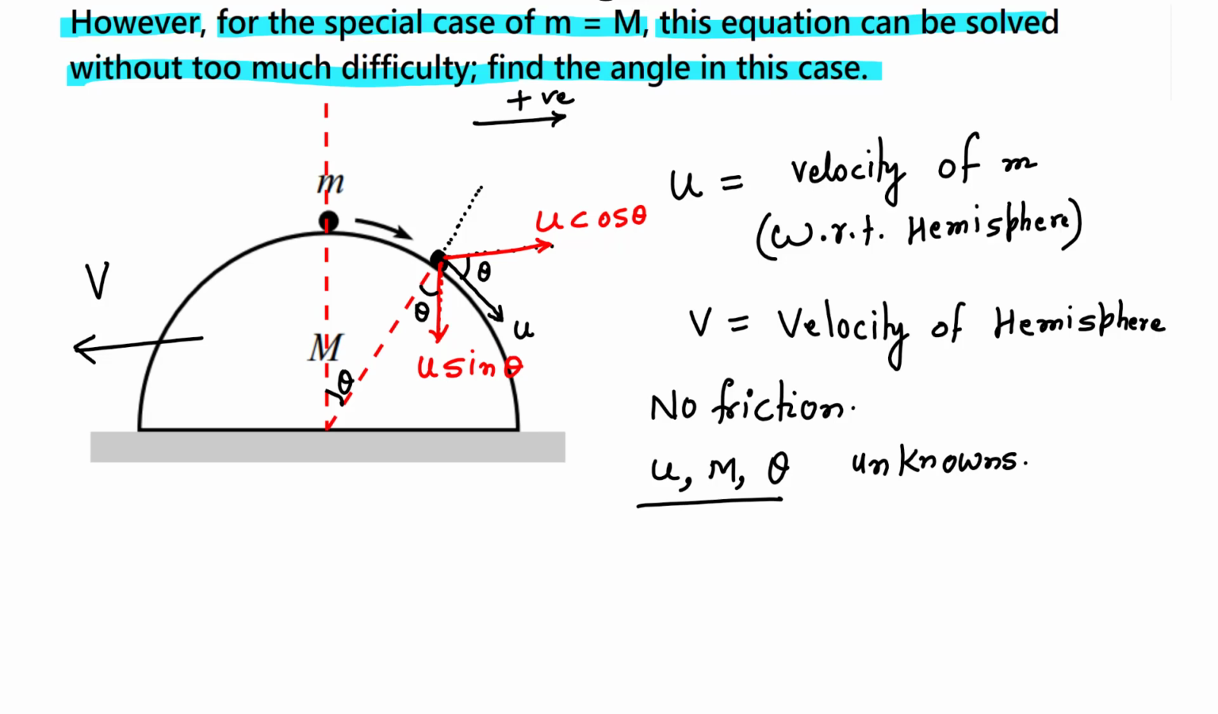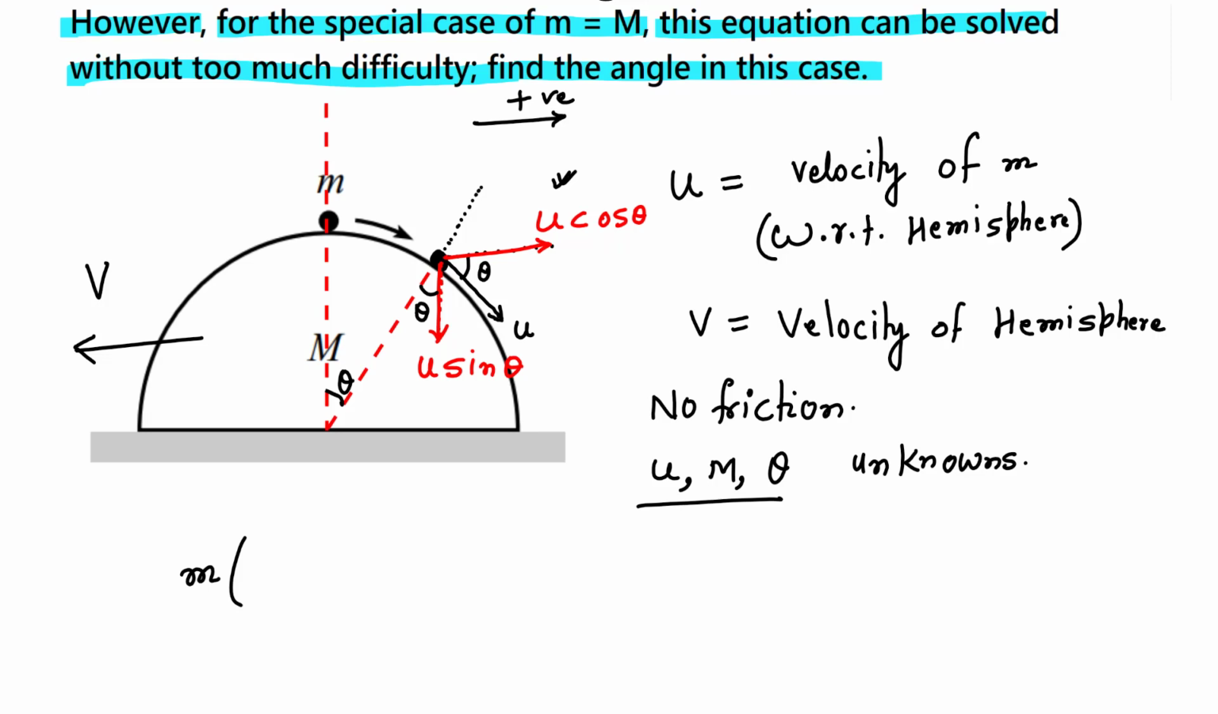First, we will write the momentum conservation equation, because there is no friction and initially everything is at rest. So we can write the total momentum is equal to 0, since initially there was no movement, there is no momentum. So we can write the momentum of the small mass m: m times, what is the velocity of the small mass in the x direction? We are writing the momentum equation in the x direction.